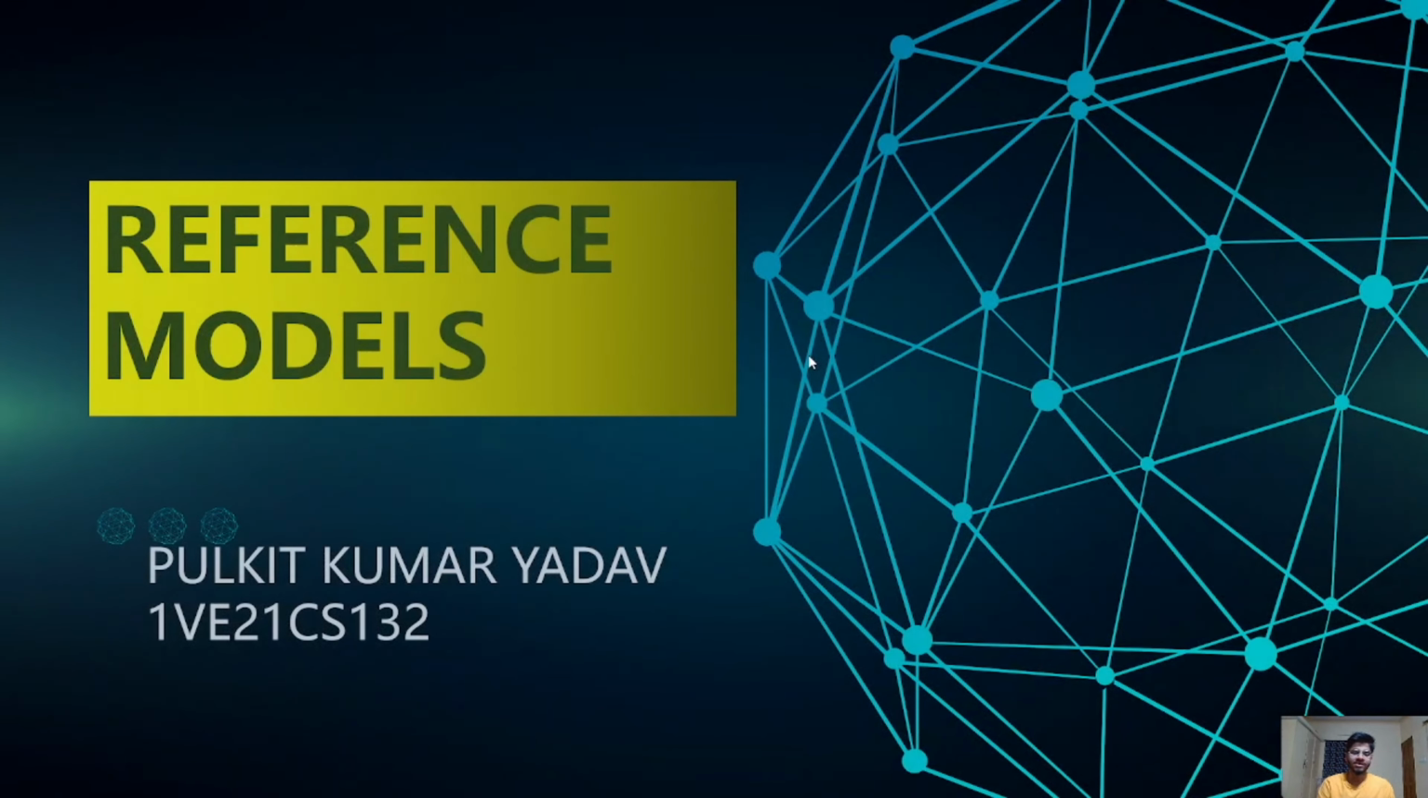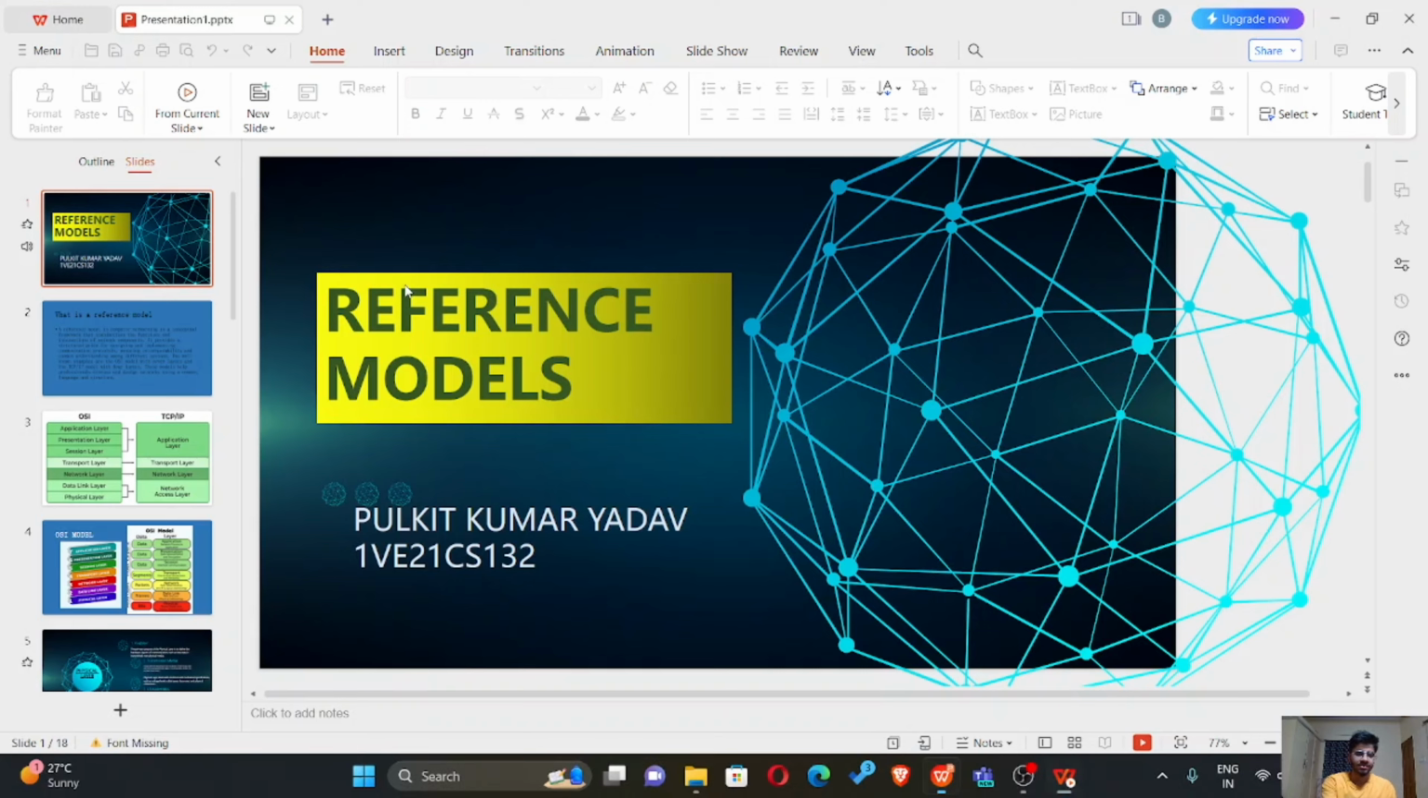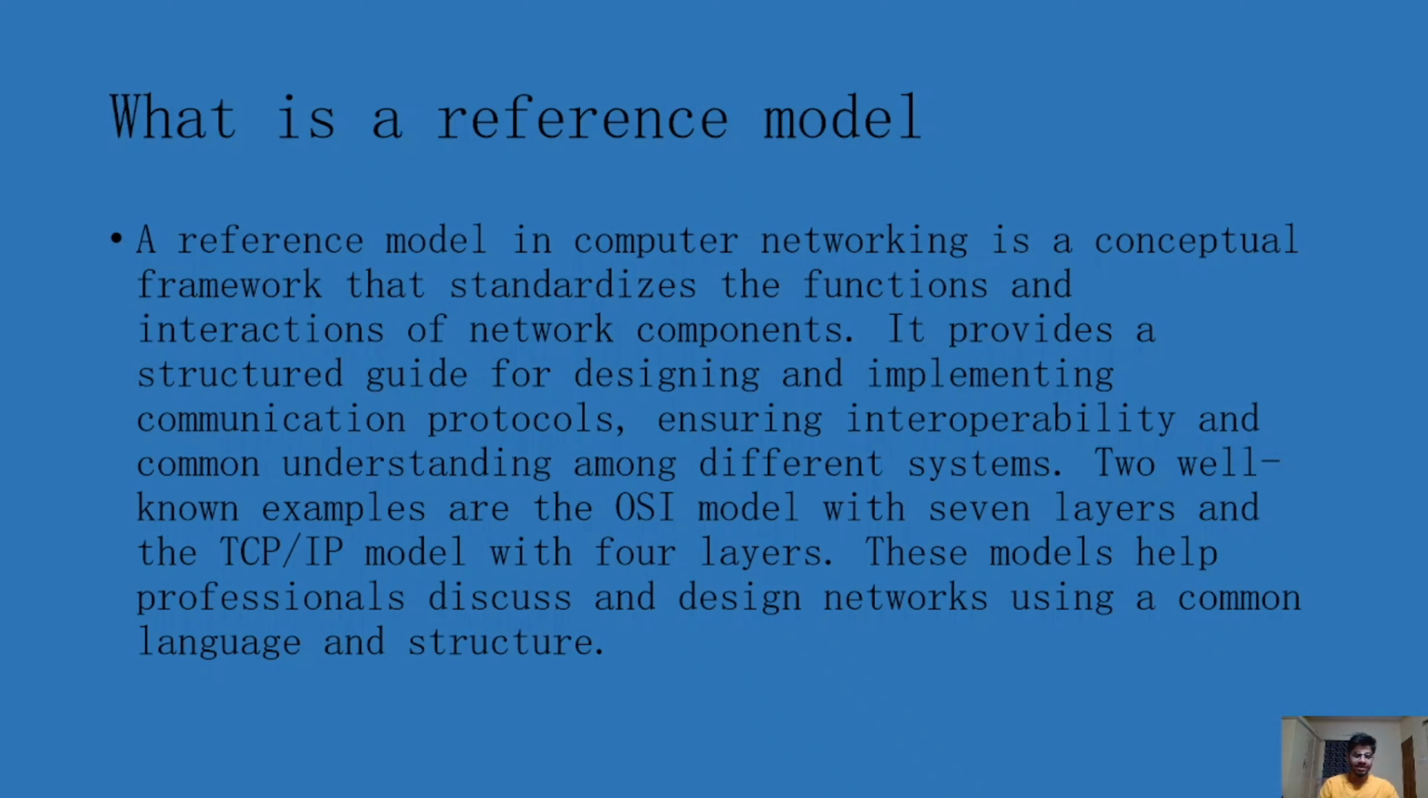The reference models. So a reference model is like a blueprint that defines how different parts of a network should interact, ensuring smooth communication between devices. For example, you can take a building.